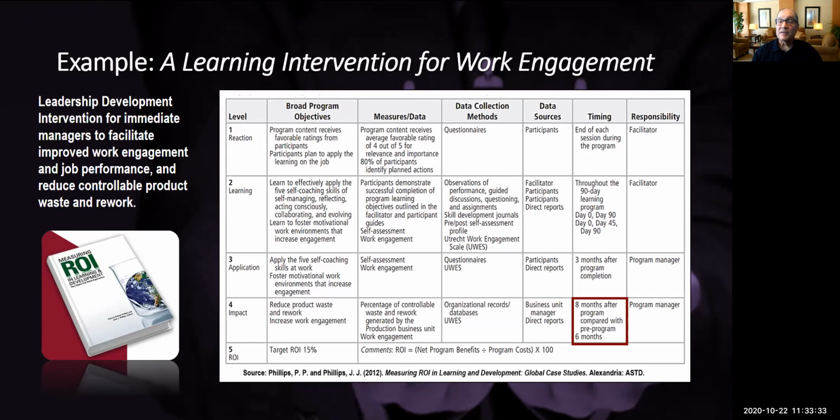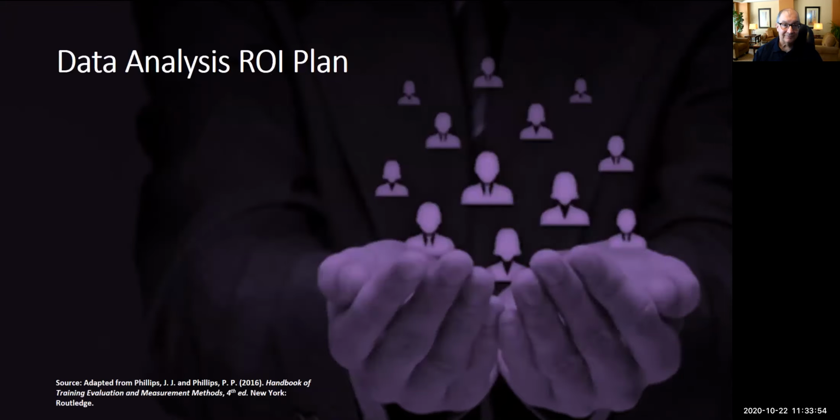And who's going to collect all this data for us? Make sure we get it. Program manager. Okay, level 5, not a whole lot to remember here. You had a target of 15%. That's your plan. And all you're going to do is calculate ROI. So that's the example from this week's reading, or case study, if you will.